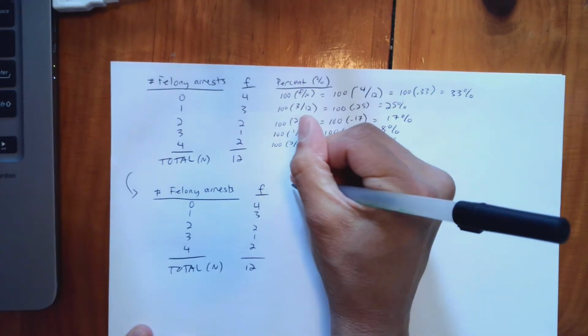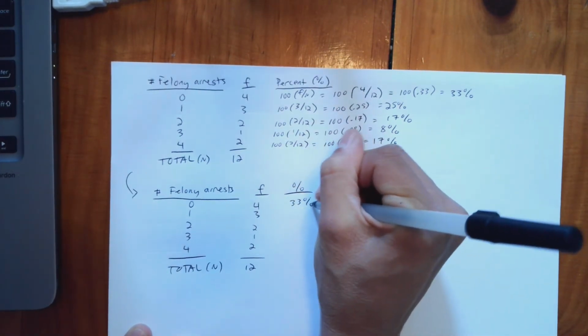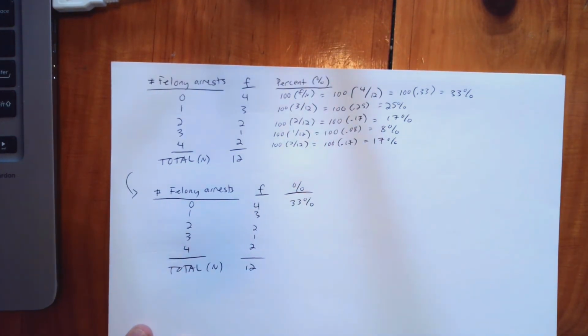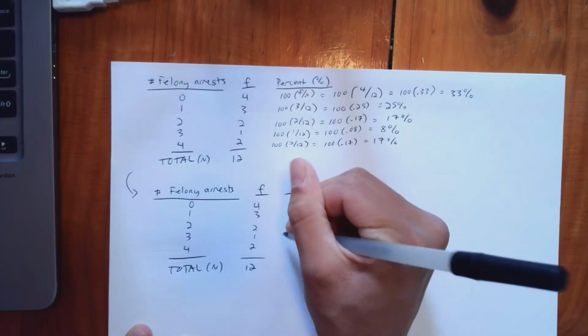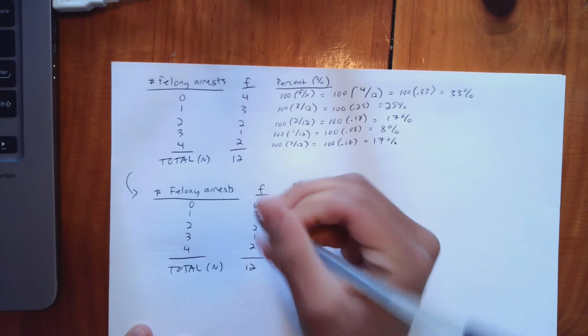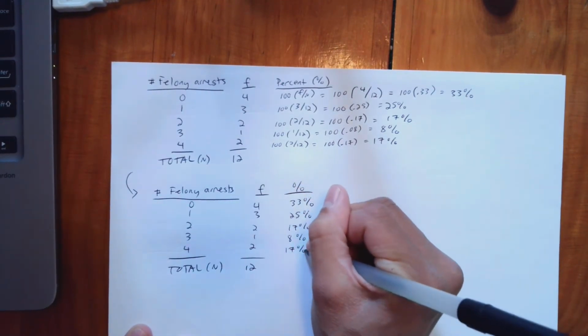And then we have our percent. So here we can say 33% of the sample had 0 arrests, 25% had 1 arrest, 17% had 2 arrests, 8% had 3 arrests, and 17% had 4 arrests.